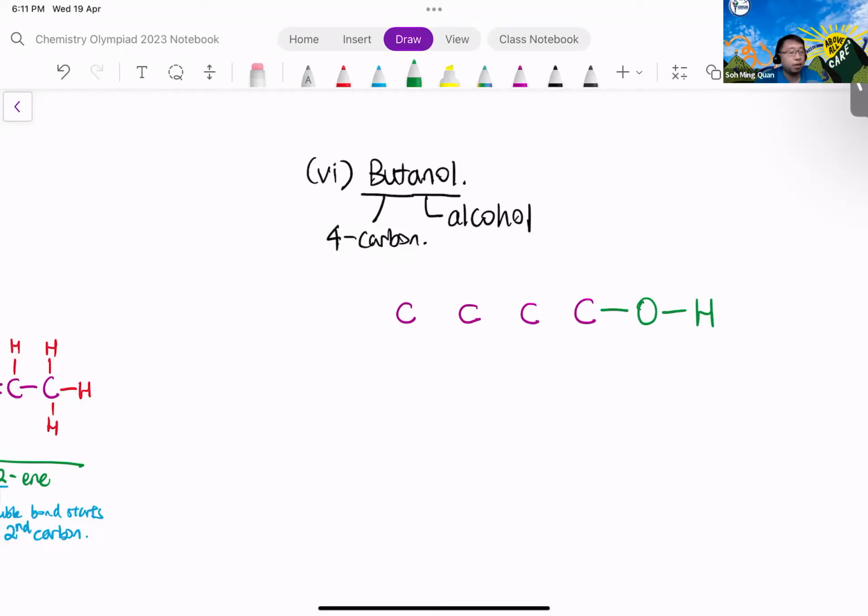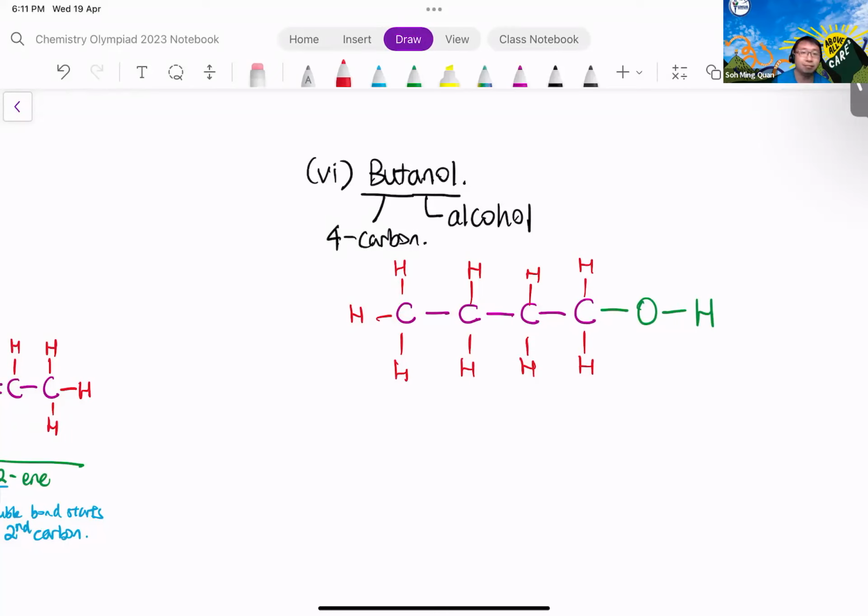I don't rush. Once I know the functional group is done, okay, alcohol is the hydroxyl OH. That's it. There's no double bond, nothing, because it's alcohol. Single bond, single bond, single bond. Then I proceed to fill up to ensure that every single carbon has 4 bonds around itself. Okay, so this is the full structural formula of butanol. Full structural formula means you show every single atom and bond present.